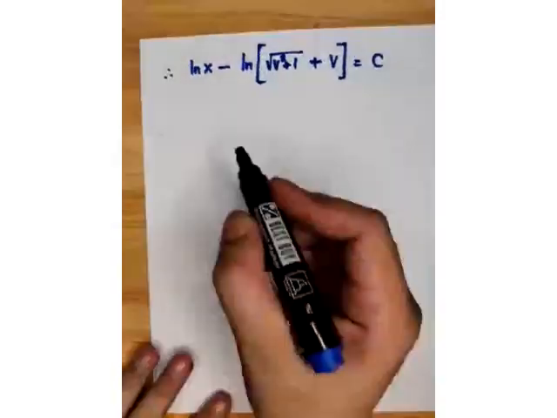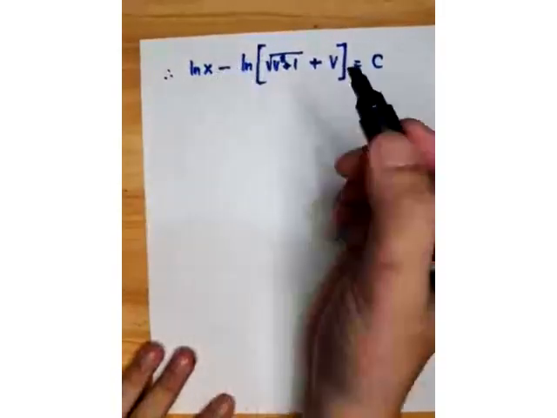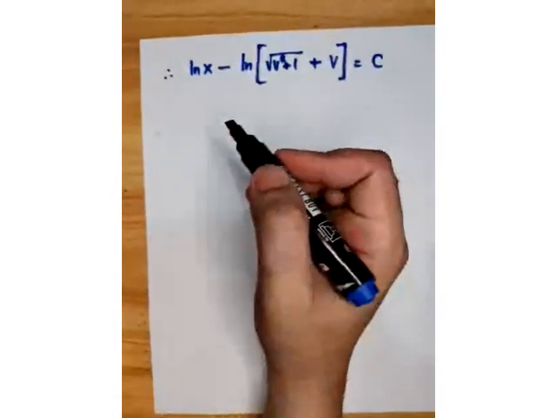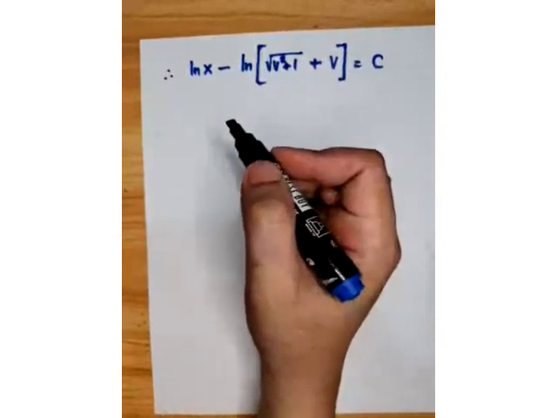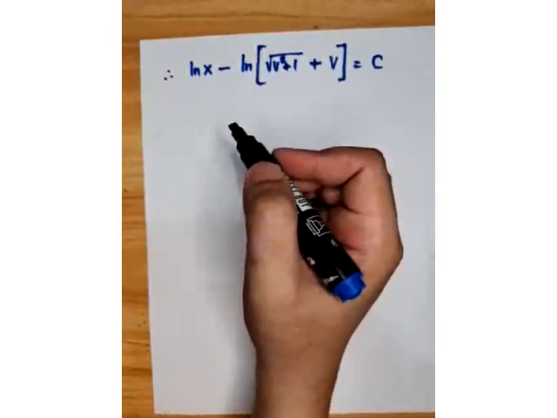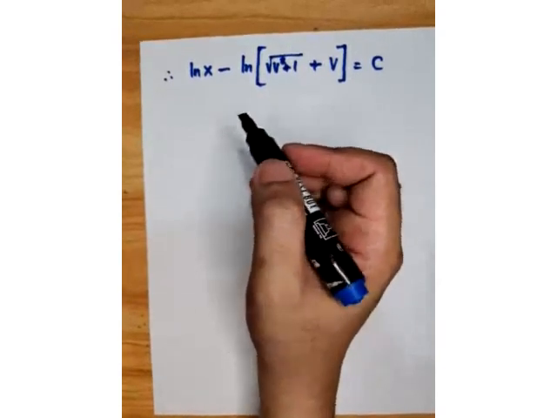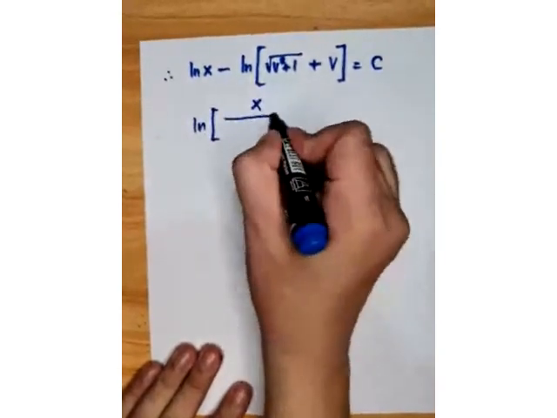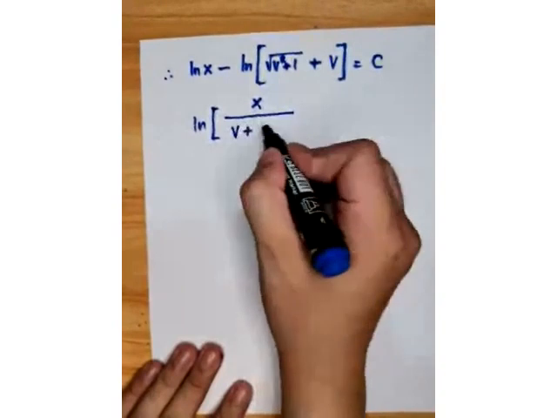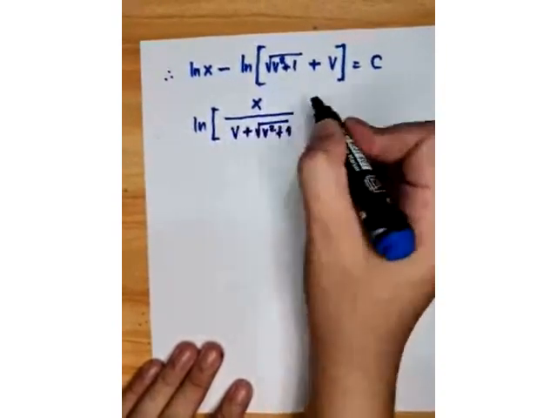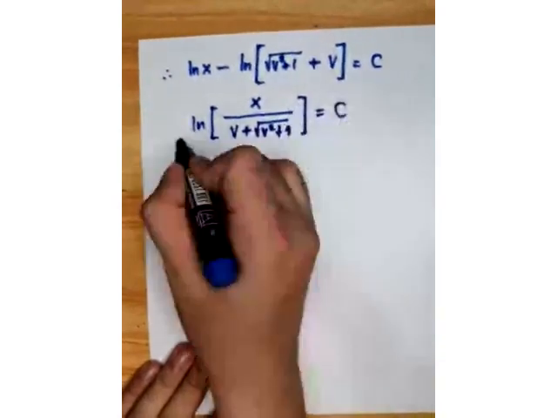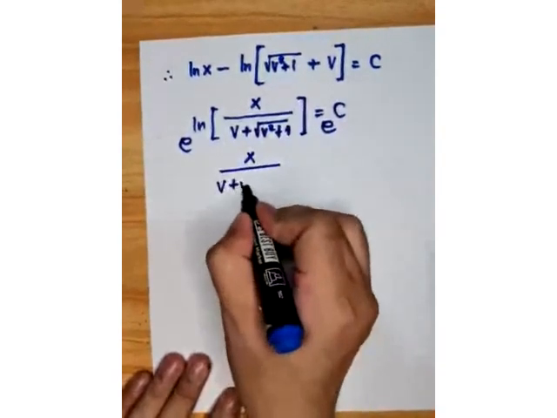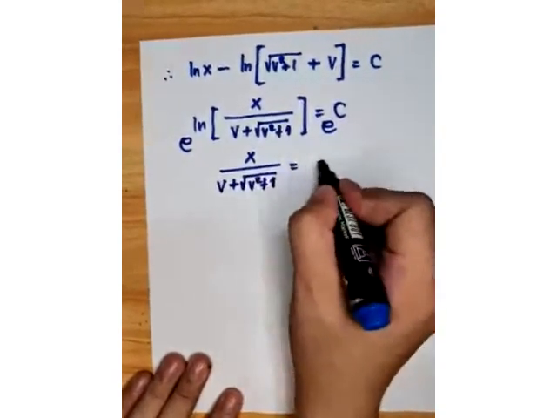Okay. So let's simplify first. Since ln yan, tas minus yon, minus naman talaga. Minus ba? Yeah, so that's negative. So let's simplify it using the property of logarithm. So that's ln of x over v plus the square root of v squared plus 1 is equal to c. And then we perform the exponential. So we'll have x over v plus the square root of v squared plus 1 is equal to c.